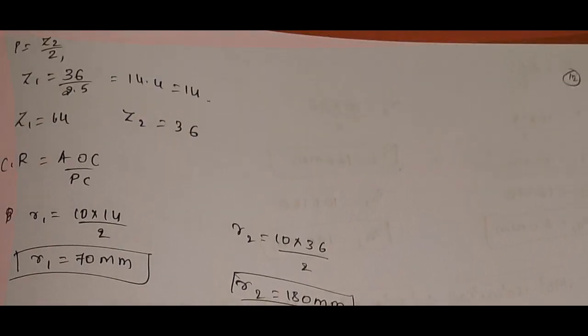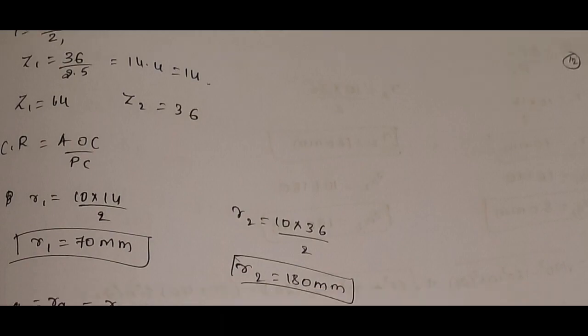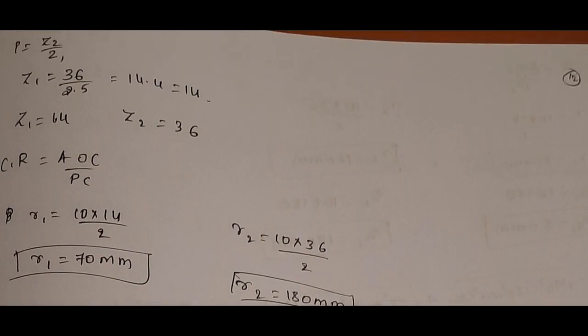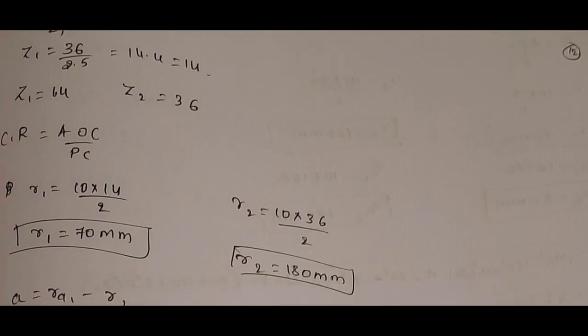So that is what i is equal to Z2 divided by Z1, or else Z1 is equal to Z2 divided by i. Z2 is how much? 36. i is equal to how much? 2.5. If you do that, 14.4, which is approximately equal to 14. So you come to know that the Z1 value is 14, Z2 value is how much? 36. Now you can easily find out the solution.